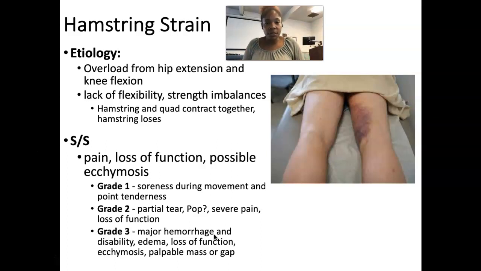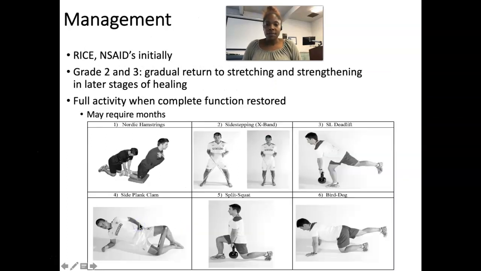Now, certainly there are other parts of our assessment that we should be doing, such as manual muscle testing, right? Strength testing will be a component. But certainly we should first start with our history, our observation, our palpation, before we move into our special testing component. Okay? All right, so in terms of management, these are just some simple exercises that you can do post-hamstring strain just to get you started.